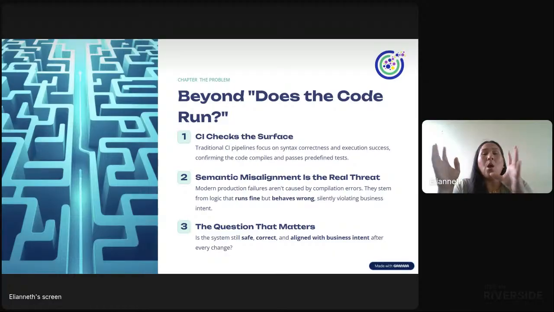And usually we are seeing that they are violating some business issues or even business requirements. So in 2026, the real question that we need to ask is not if the code actually runs, but if the system is correct, if the system is safe, and if the system is aligned with the business intent after every change the team does. Okay.